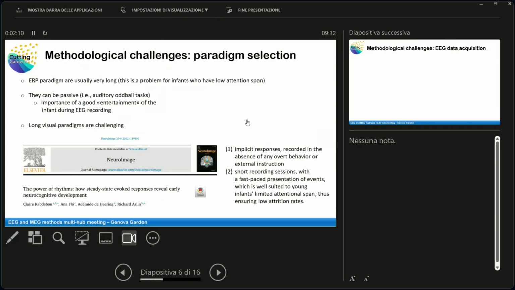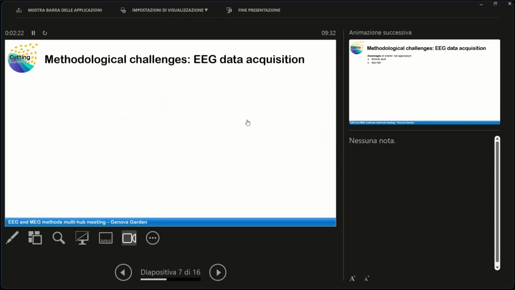And one of the solutions, I'm very happy we have Marco here. He will talk to us about the power of steady-state evoked responses, and he will explain everything about this. So I don't want to steal time for that.